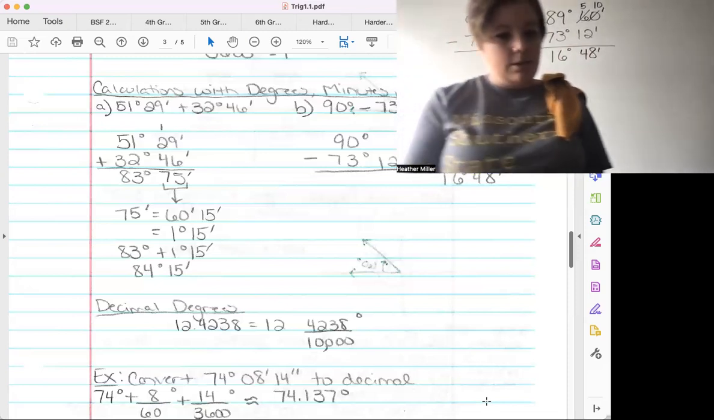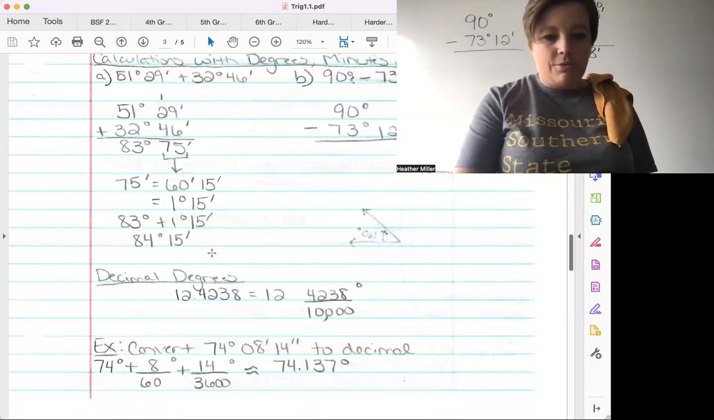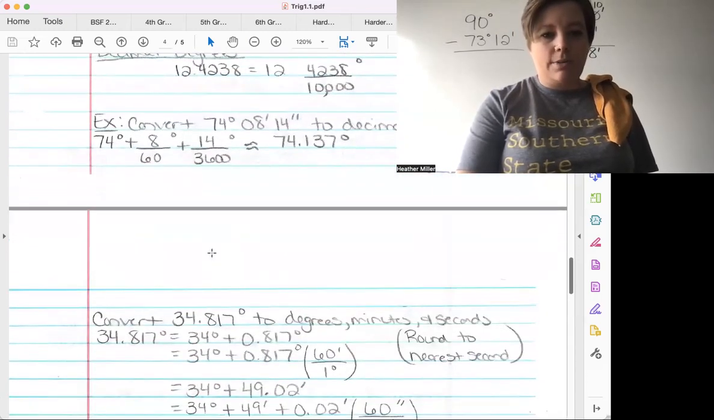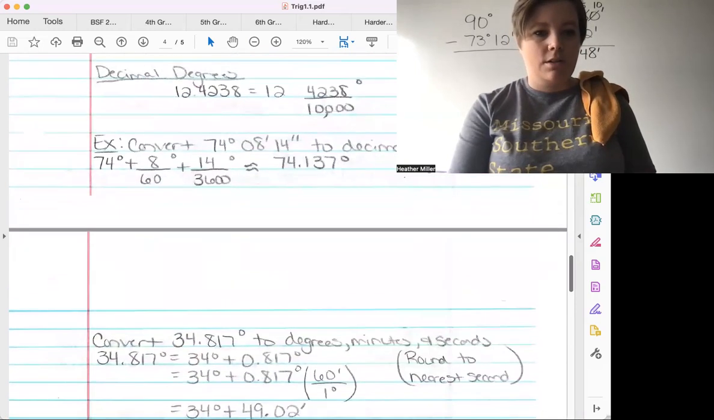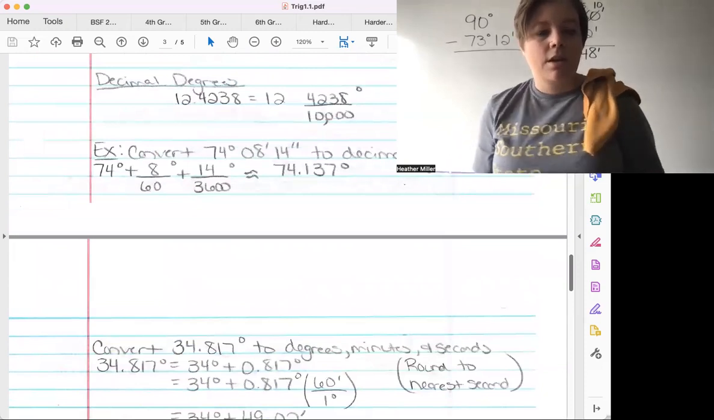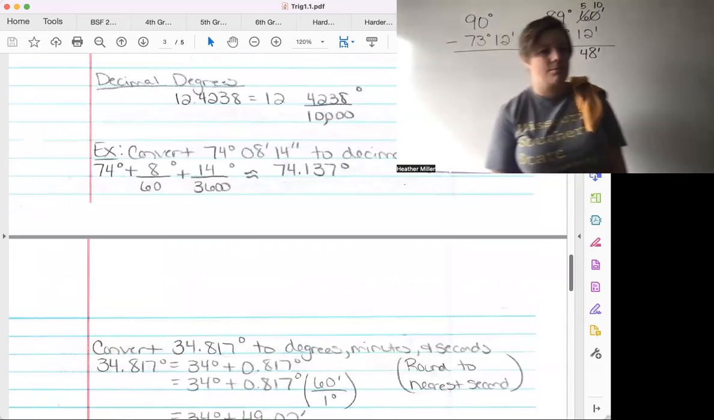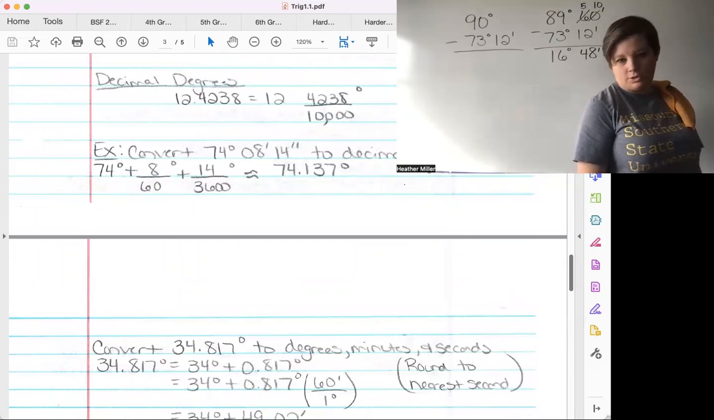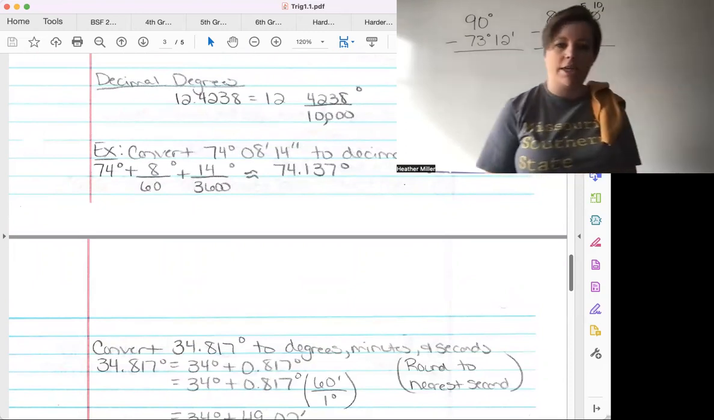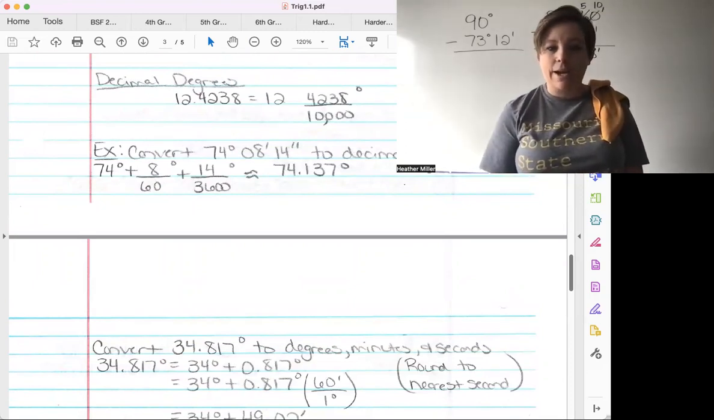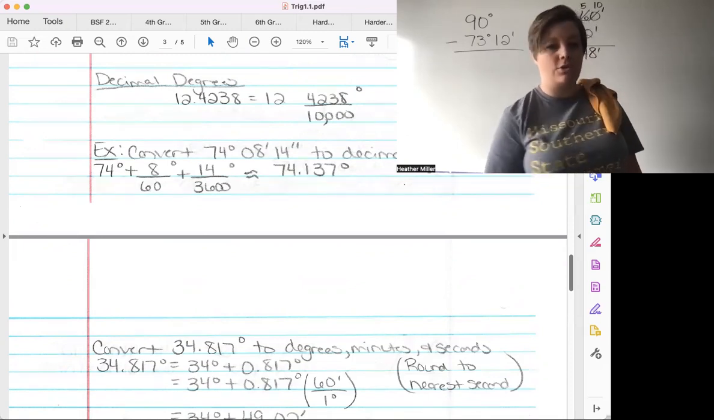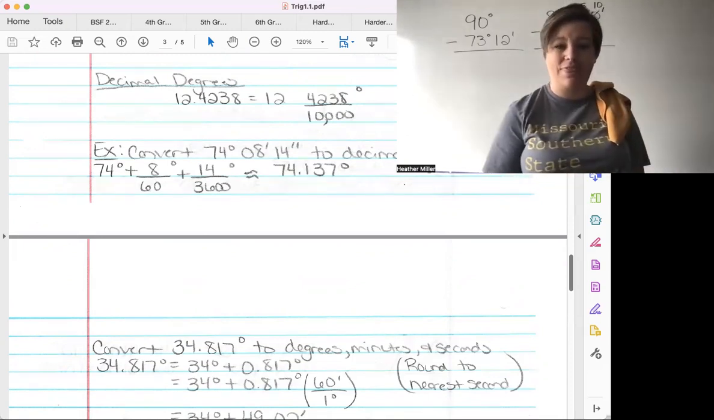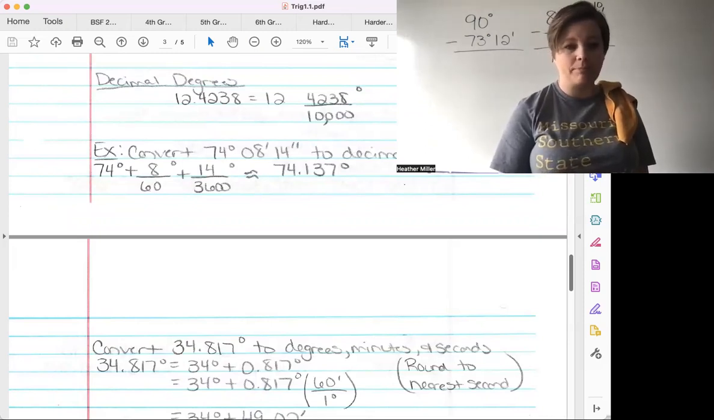All right, let's look at the next stuff where we're going to start converting our degrees, minutes, and seconds into decimals, into the decimal representations. So decimal degrees. If I have 12.4238, like I do right there, that's really saying that what I have is 12 and then 4238 over 10 thousandths of a degree.